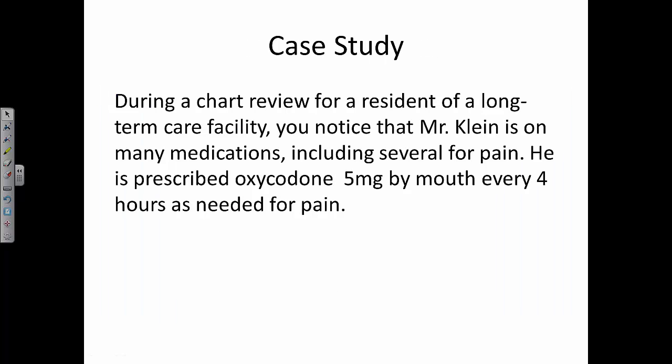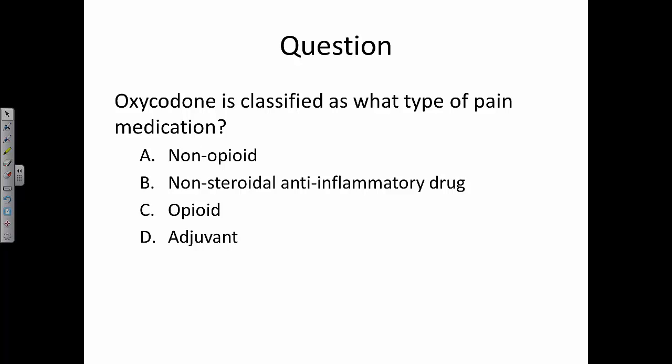So let's get to a case study. During a chart review for a resident of a long-term care facility, you notice that Mr. Klein is on many medications, including several for pain. He was prescribed oxycodone 5 milligrams by mouth every 4 hours as needed for pain as part of this pain regimen. So Dr. McPherson, what do you think this oxycodone agent is? A non-opioid, an NSAID, an opioid, or an adjuvant? I think I'm going to have to go with opioid on that. I have an inkling that you're correct. And it looks like you are. So oxycodone is one of the common opioid medications that you'll see prescribed in patients.